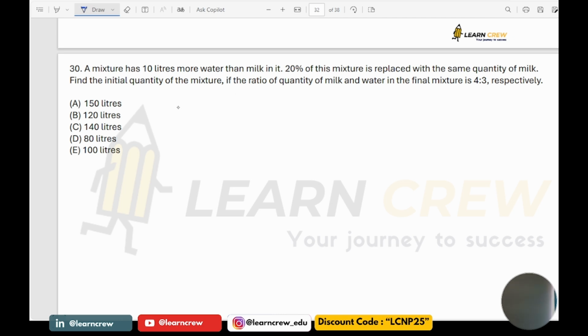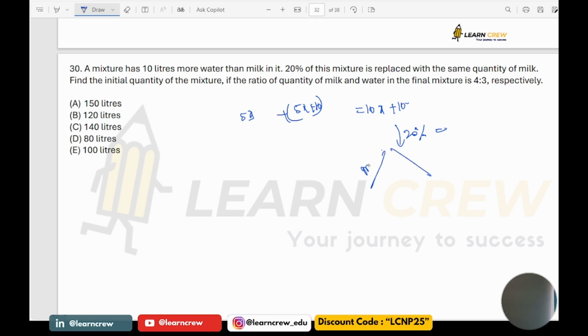So please see here, the initial quantity of milk, if it is 5x, the quantity of water would be 5x plus 10. Thereby total mixture would be how much? 10x plus 10. Yes. Now how much is taken out? 20% is taken out. 20% of 10x plus 10. Quantity of milk that has been taken out is how much? 20% of mixture is taken out. So how much is taken out here?